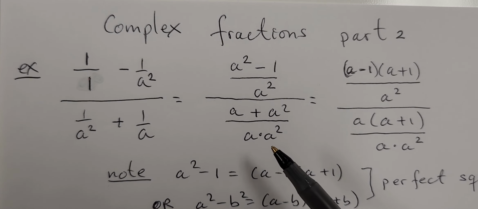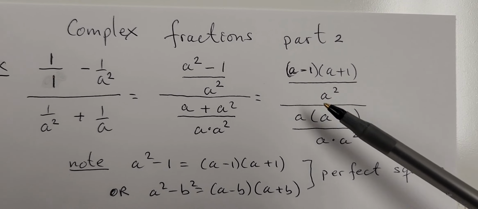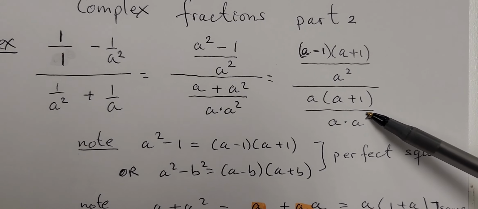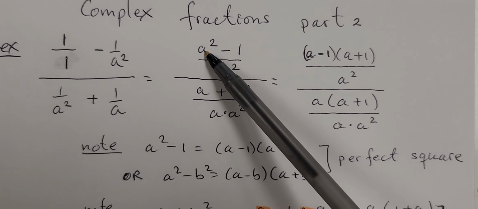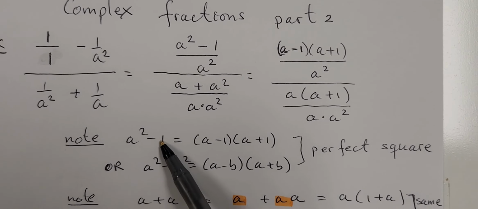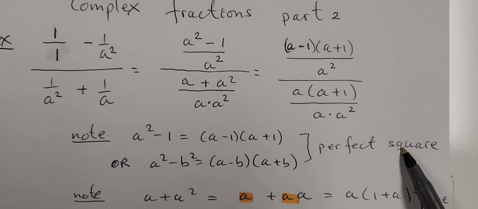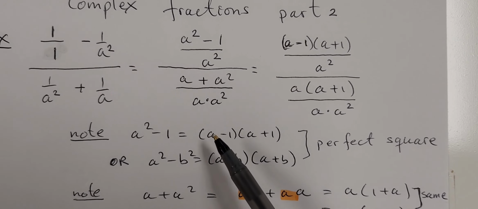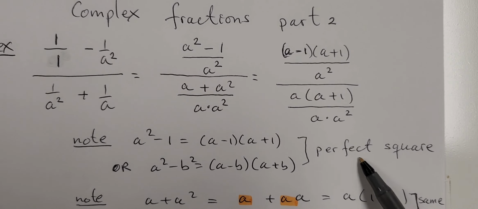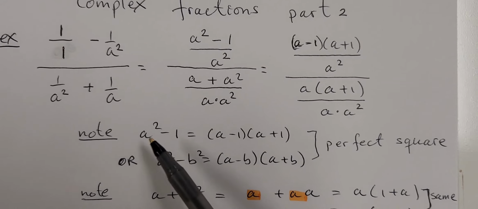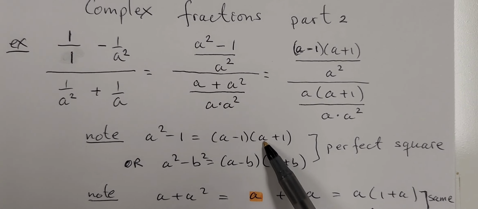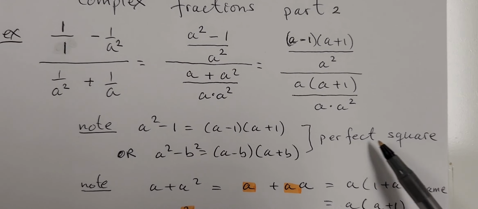Okay, next let's factor this out first before we do the keep, change, flip. So a squared minus 1. Now I'm going to put a note down here. A squared minus 1 is a perfect square. Since it is a perfect square, you can do a minus 1, a plus 1. You can only do this if it's a perfect square. One more time. A squared minus 1 becomes a minus 1, a plus 1, only if it's a perfect square.